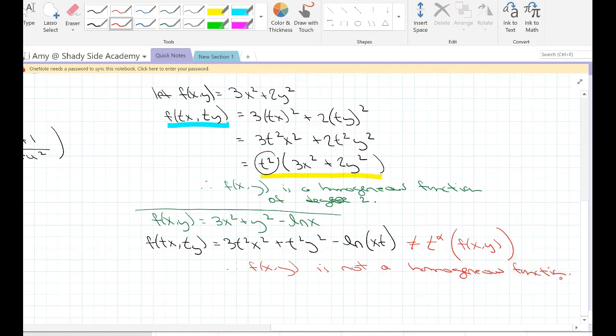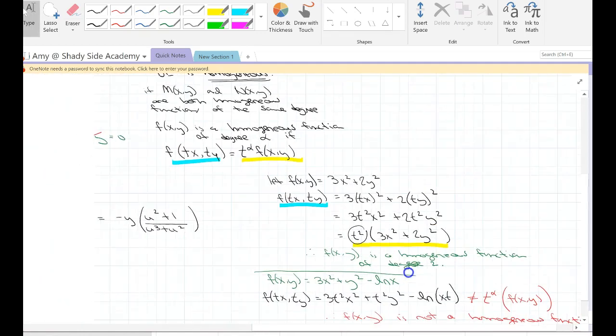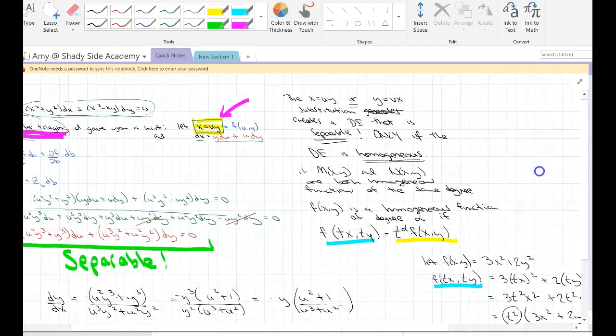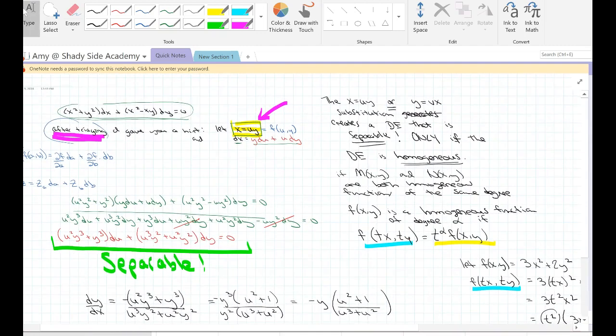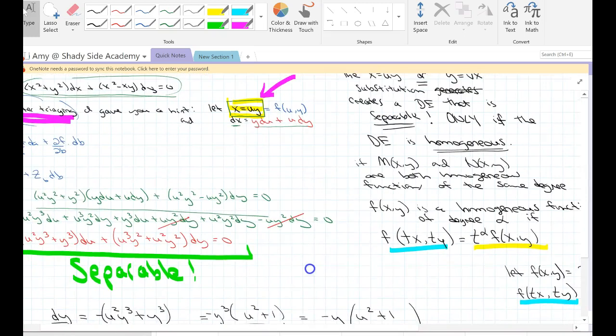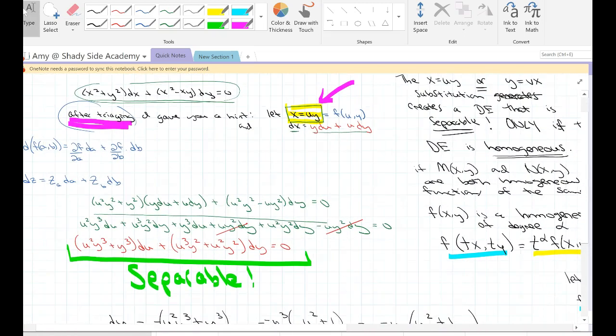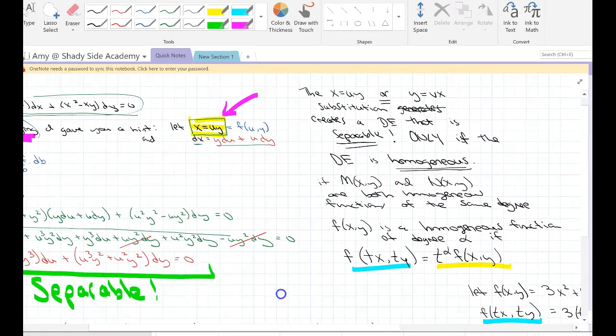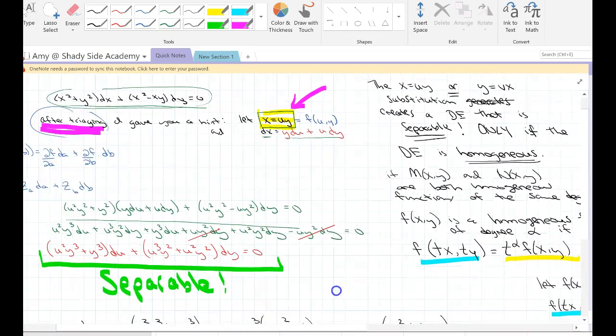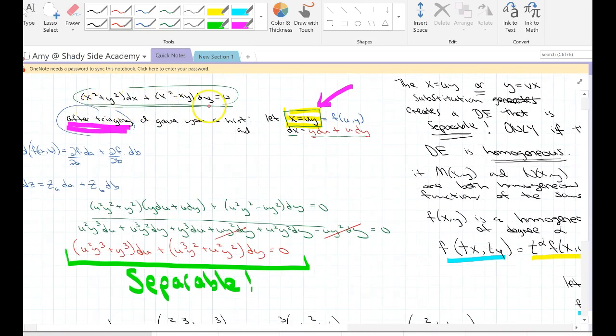Okay? So, this was a roundabout explanation to the question above. You said, you know, this method, the x equals uy method, will it always create a separable diffy-Q? The answer is no. It will create a separable diffy-Q only if the differential equation is called a homogeneous differential equation.